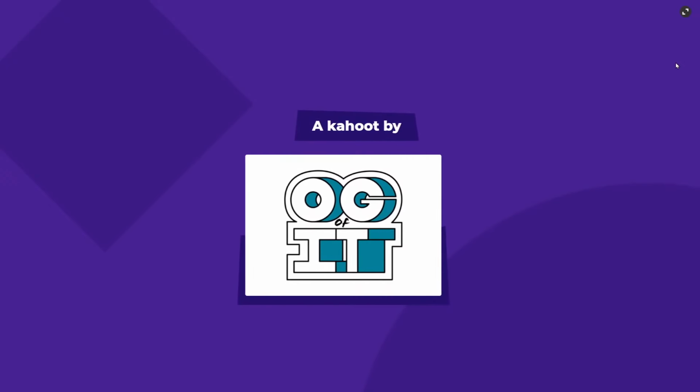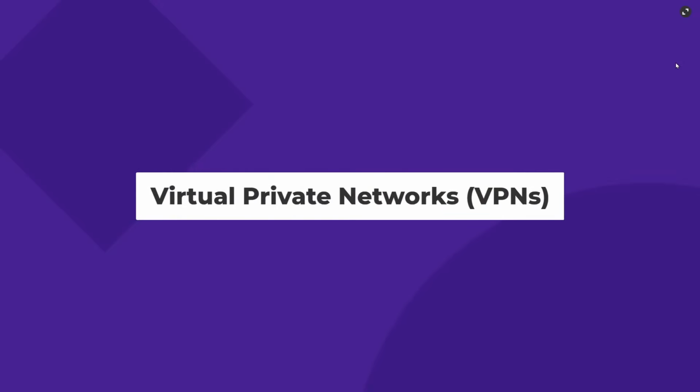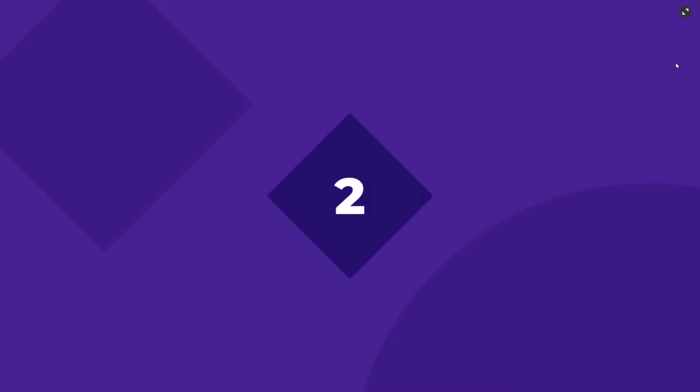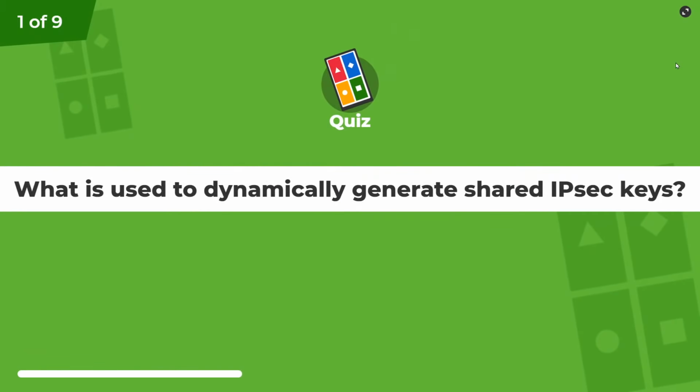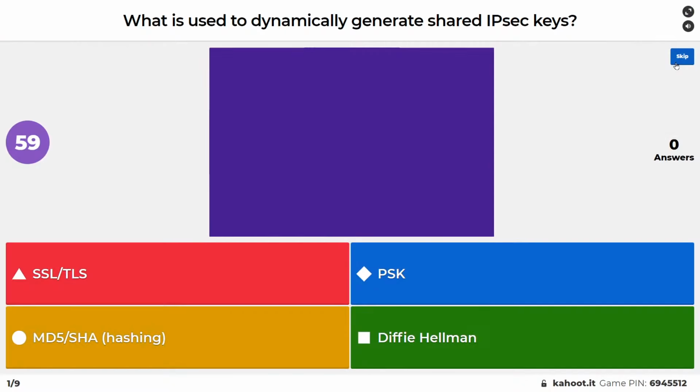And here we go. Randomized order for your viewing pleasure. Virtual private networks. The first question starts in a few seconds. It is simply this. What is used to dynamically generate shared IPsec keys?